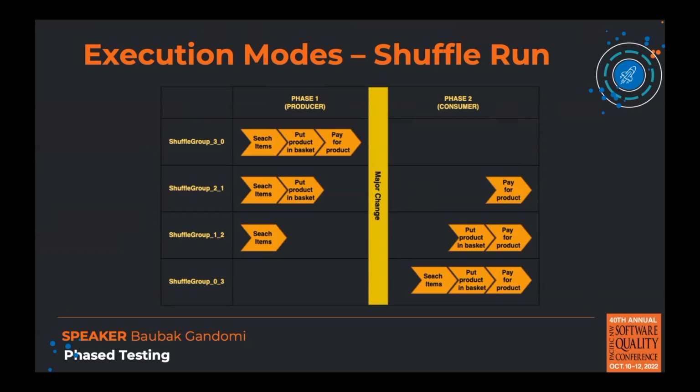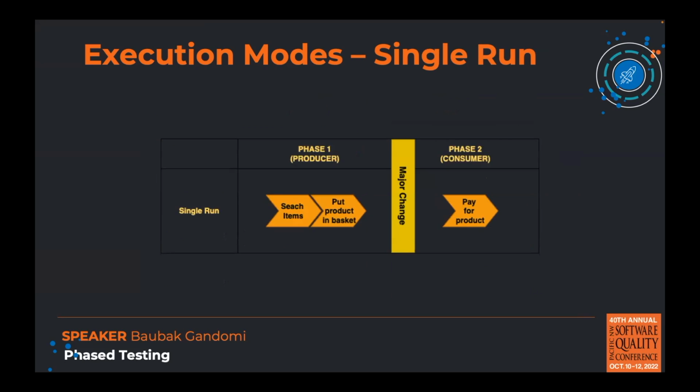So it first executes everything from end to end, then it executes the same scenario, but with two steps only. And then it executes the same scenario with only one. For each of these shuffle groups we perform the system change, and after the system change, the scenarios and the shuffle groups will continue where they left off. So this is really how we do the shuffle run in phase testing.